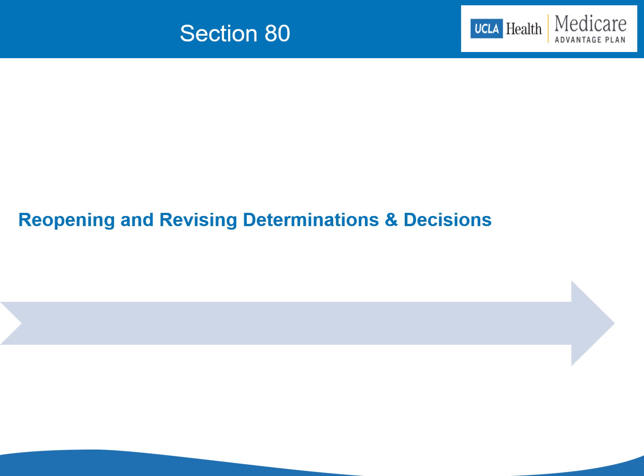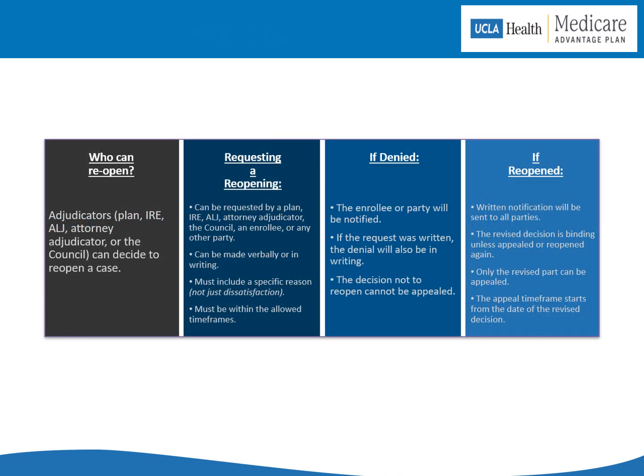Section 80, reopening and revising determinations and decisions. Who can reopen a case? Certain people like plan administrators, independent review entities, ALJs, attorney adjudicators, or the council can decide to reopen a case to fix a mistake or change a decision. When reopening a case, all parties involved will be notified in writing.